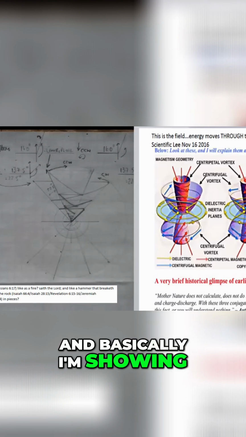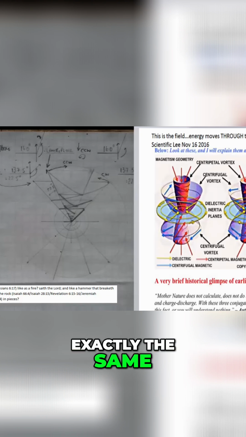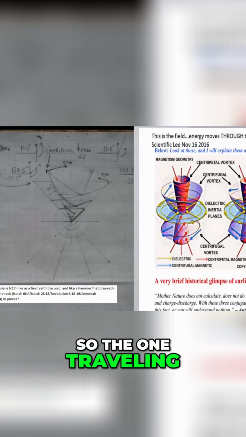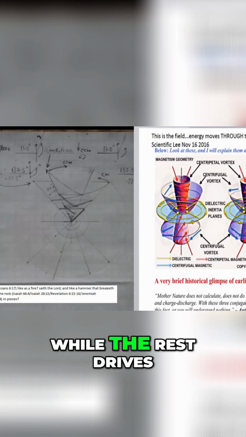and basically I'm showing the difference here of why one sheath is over the top. So they both look the same, but they're about to roll over here, but the distances, as you can see by the sphere, are exactly the same. But the one traveling at 137.5 is lower than the one traveling at 160. So the one traveling at 160 hits first and spins out one way, and then the 137 hits and spins out the other, while the rest drives through the center.